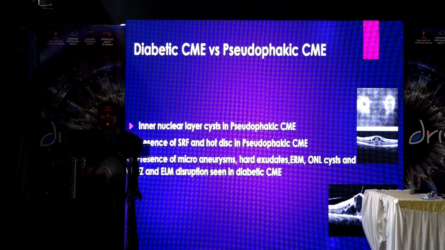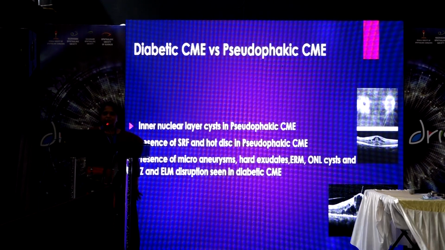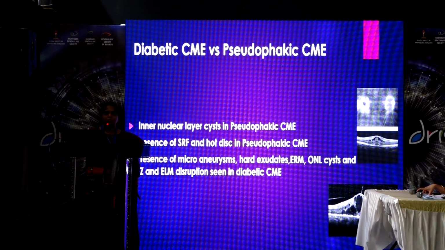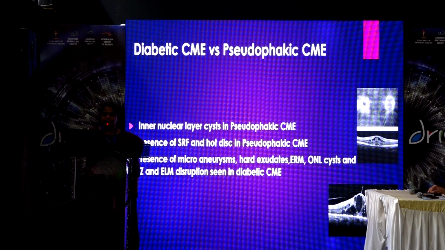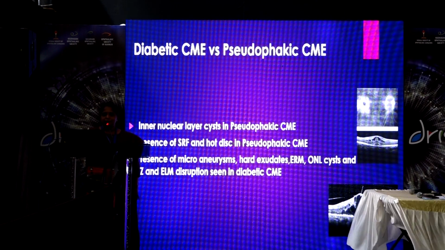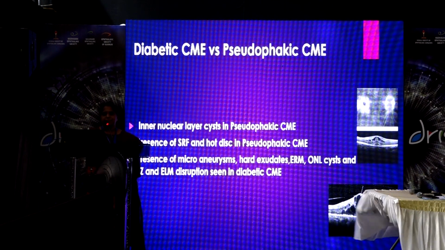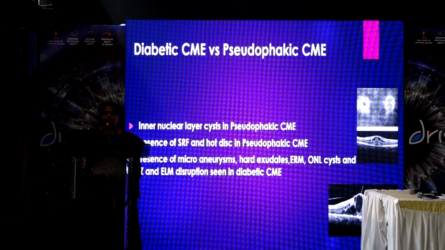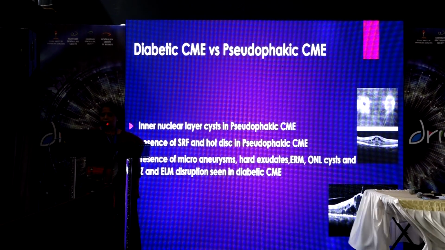Now, how will you differentiate a diabetic CME from pseudophakic CME? In pseudophakic CME on OCT, the cysts are more in the inner nuclear layer, there is usually presence of SRF, and also you will see the hot disc in FFA in the late phase. The other signs of diabetic retinopathy, like microaneurysms and hard exudates, will be seen in diabetic CME, and also more cysts are seen in the outer nuclear layer with disruption of the outer retinal layers.